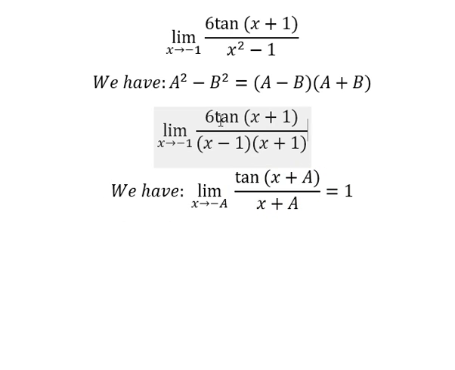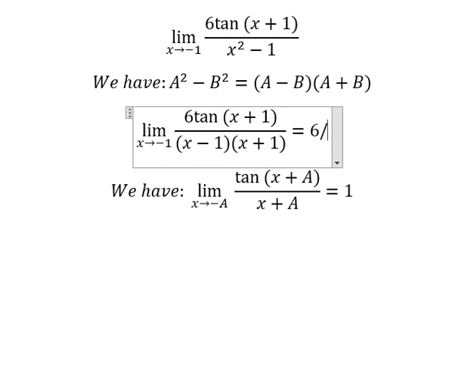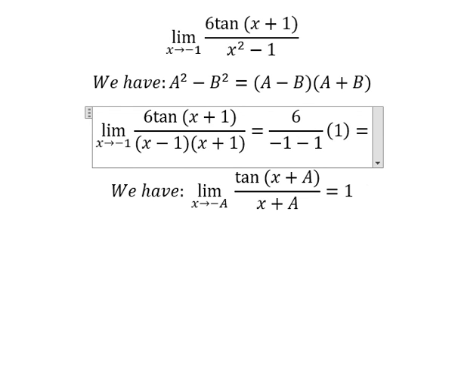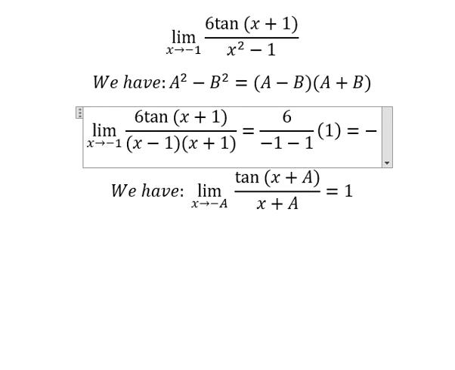So for this situation, we have tan(x + 1) over (x + 1), x approaches negative number 1, and this one equals to number 1. And now we have like this. And this one we have negative number 3.